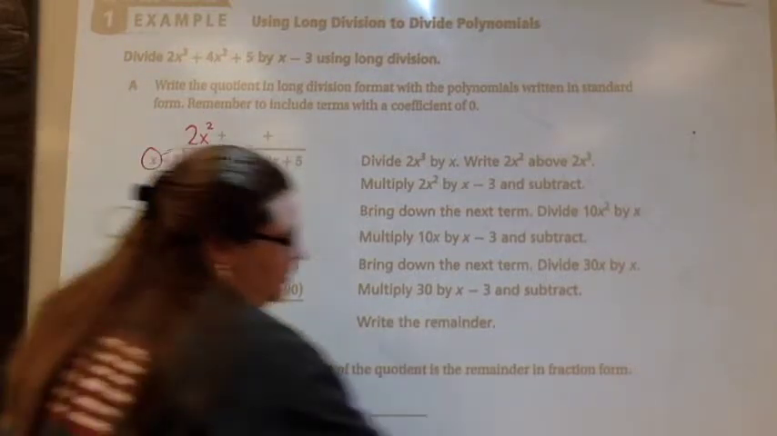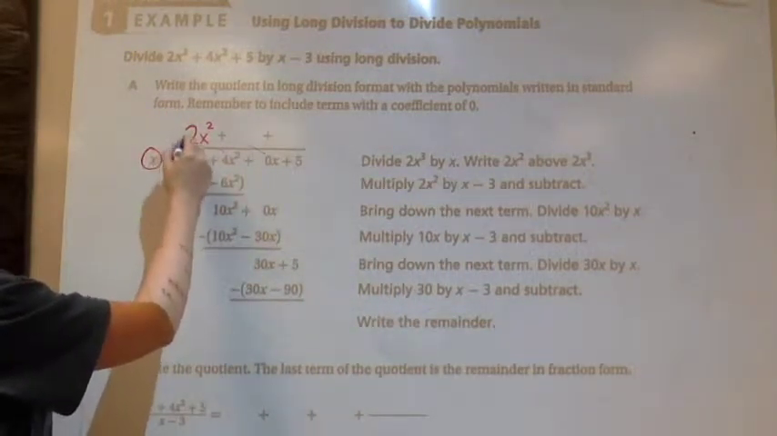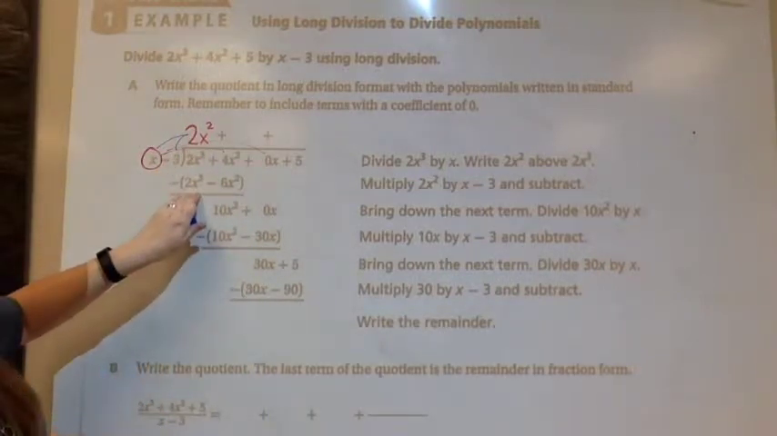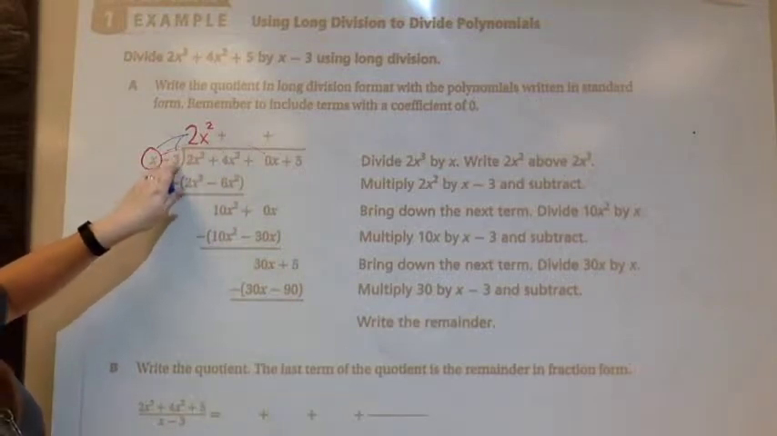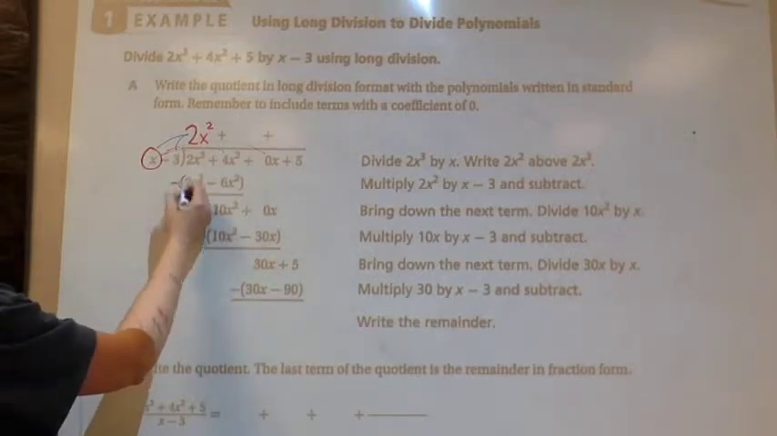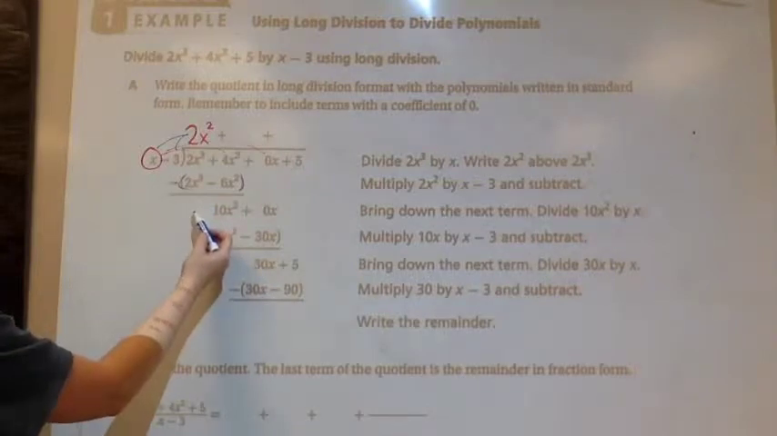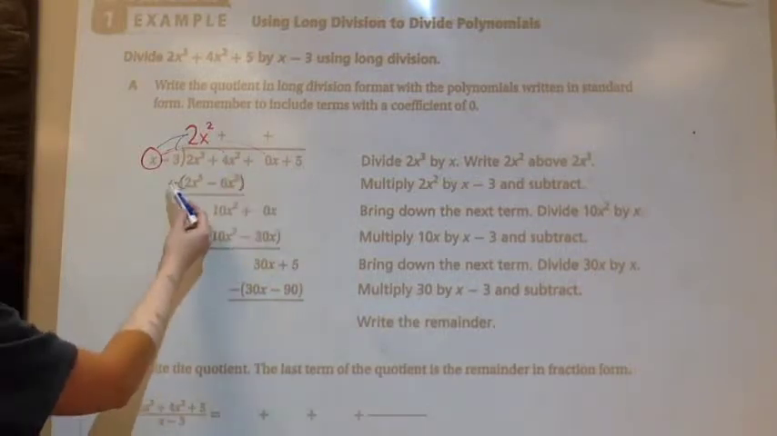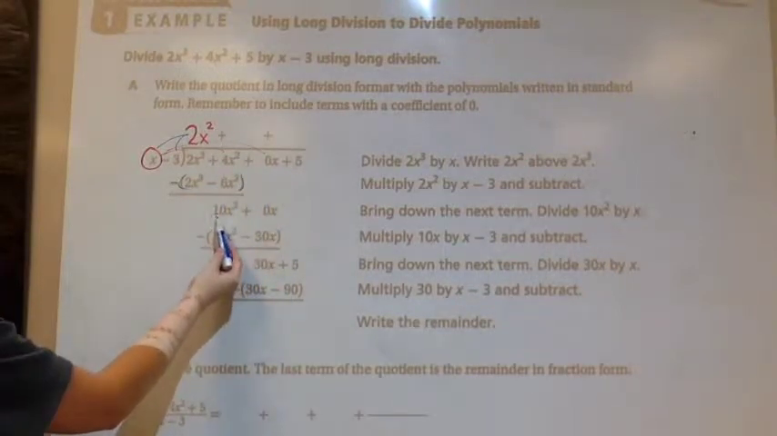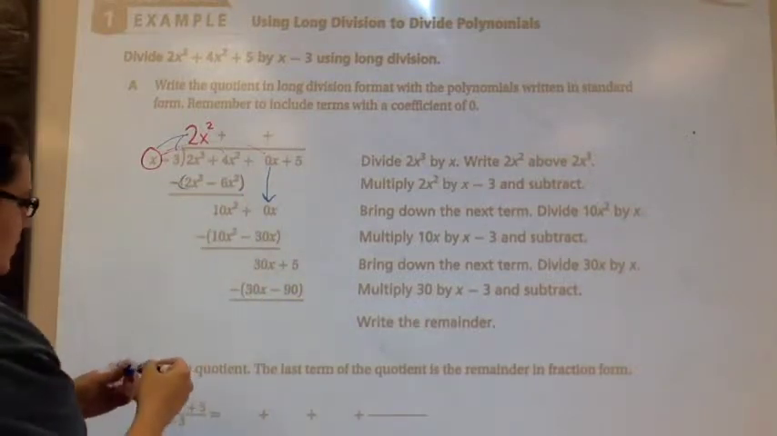So then you're going through and multiplying just like you would in regular division. 2x squared times both pieces on the outside. 2x squared times x is 2x cubed. 2x squared times negative 3 is negative 6x squared. And then you're subtracting. Subtracting both pieces. 2x cubed minus 2x cubed is 0. That zeroes out. And 4x squared minus a negative 6x squared is the same thing as 4x squared plus 6x squared, which is 10x squared. Bring down your 0x, and then do the same thing.